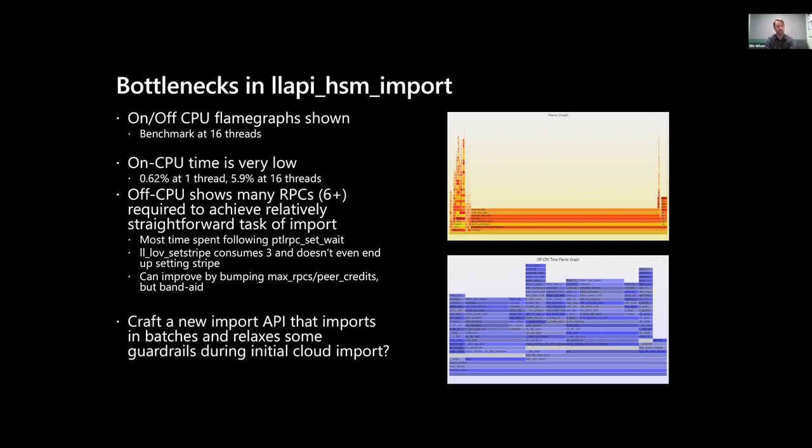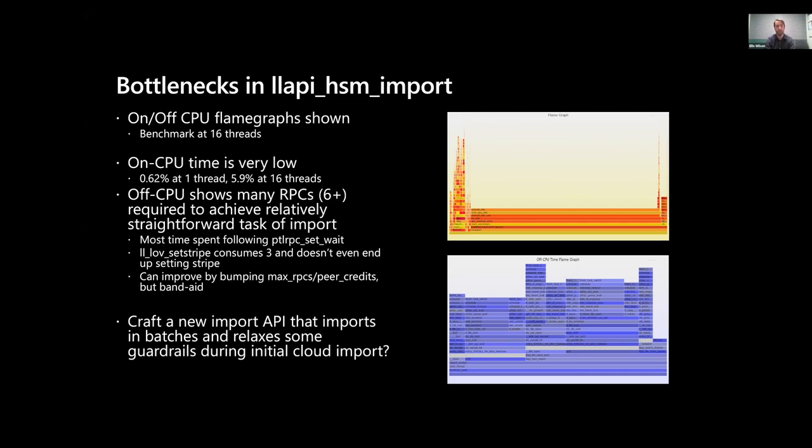So I was able to improve this slightly by bumping max RPCs and peer credits. It jumps up to like 2,400 if I crank both of those up to basically allow the client to have more things on the wire at a time. But broadly, I feel like this is a band-aid of sorts.